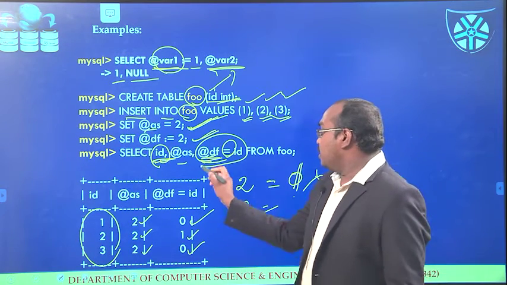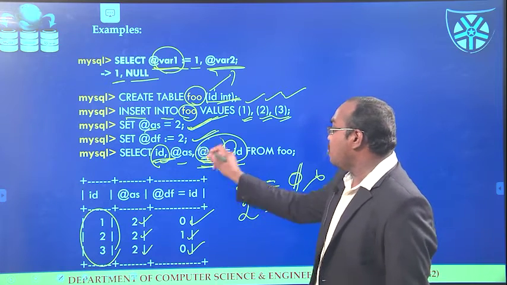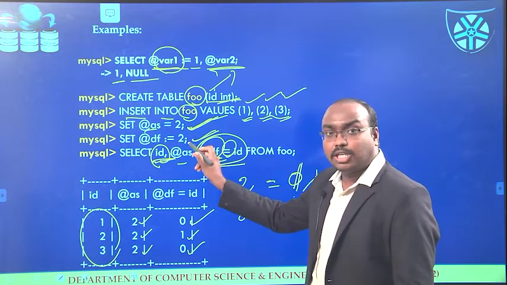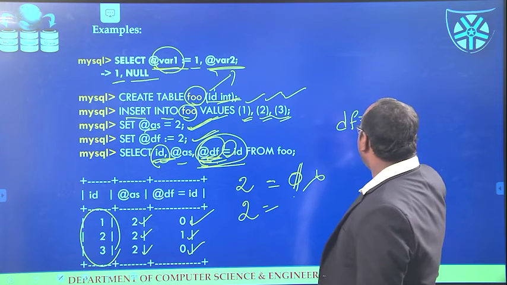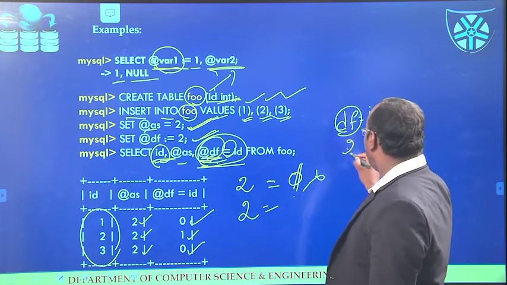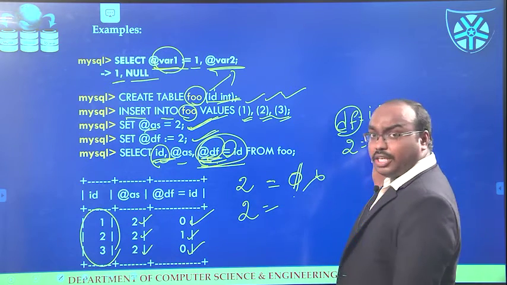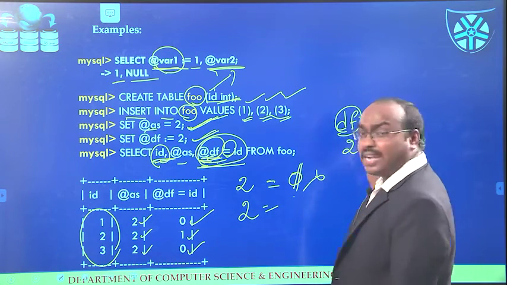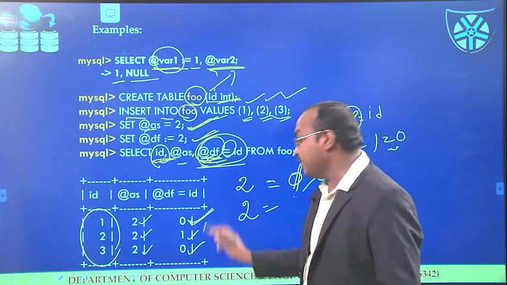So here the statement @df equal to id. What is the value of df? Df equal to 2. So df equal to the id value. The first df equal to 2 and the starting id value equal to 1. So 2 equal to 1, 2 is not equal to 1. Then it will return 0. So the first value is 0.